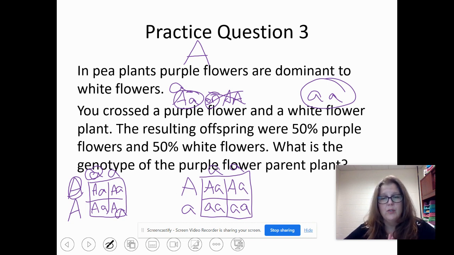So the answer for the purple flower is that the purple flower parent plant, ooh, that was kind of a tongue twister, has to be heterozygous. Otherwise, it would not be possible for these two parents to have white flower offspring.